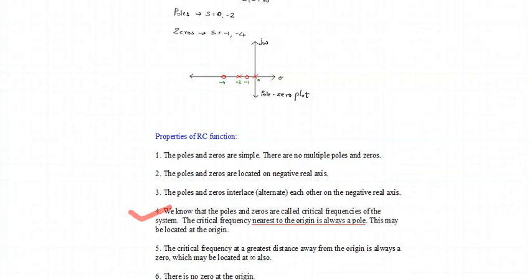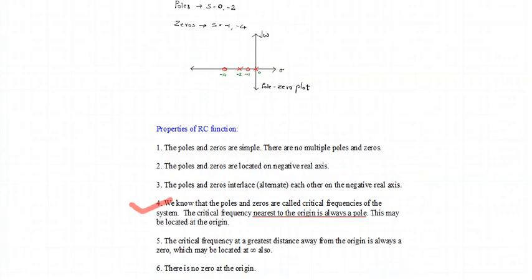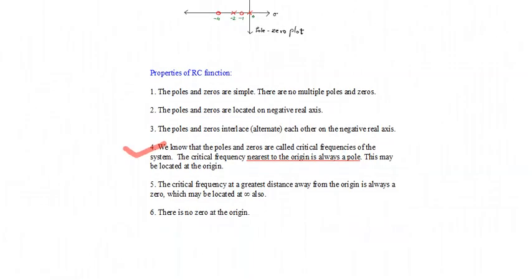So identify the pole or the zero which is closest to the origin. If it is the pole, it must be the RC function, right? And the one which is far away must be the zero. And there is never a zero at the origin. In an RC function, there is never a zero at the origin. This is also another very important characteristic of RC function, that there is never a zero at the origin.